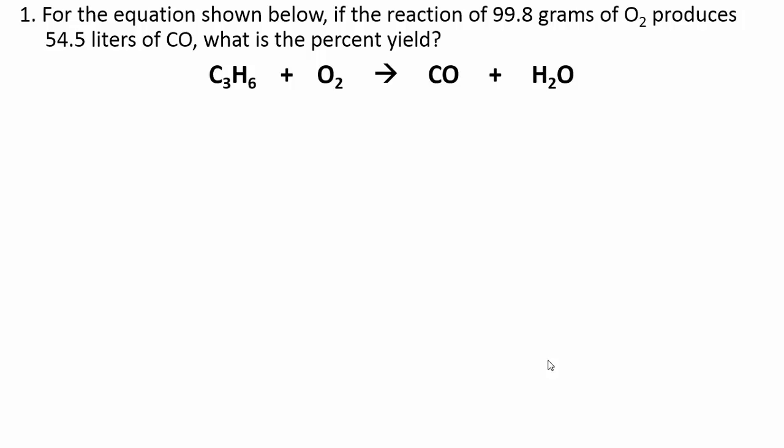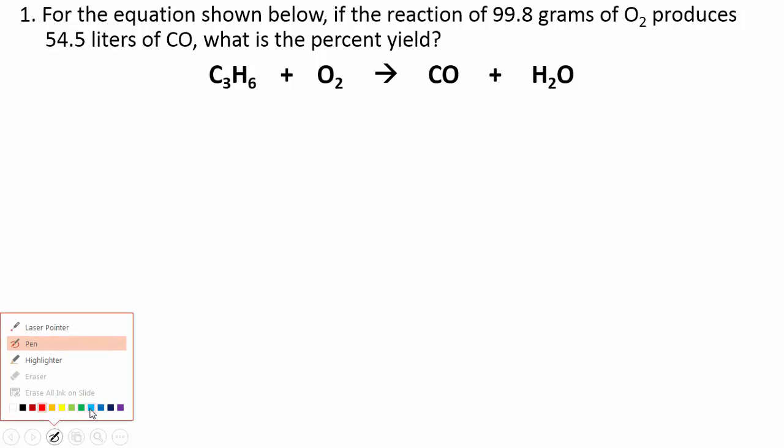This question says that for the equation shown below, if the reaction of 99.8 grams of oxygen produces 54.5 liters of carbon monoxide, what is the percent yield? So with these stoichiometry problems, contrary to a typical stoichiometry problem, there are two amounts given here. If there's only one number given in the problem, then we know exactly which one to start with. When there are two numbers given like this, it can be a little tougher to know. Do I start my stoichiometry with this 99.8 grams, or do I start with 54.5 liters? And how do I choose?